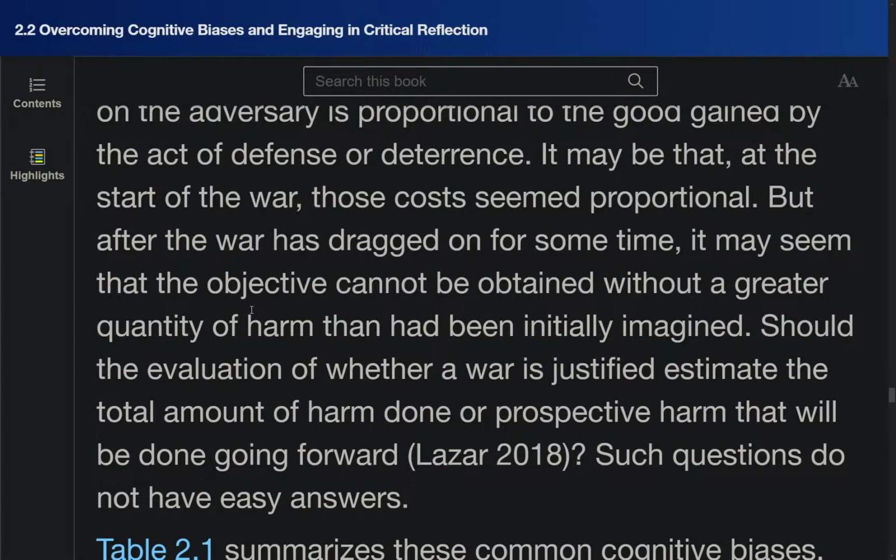Should the evaluation of whether a war is justified estimate the total amount of harm done or prospective harm that will be done going forward?